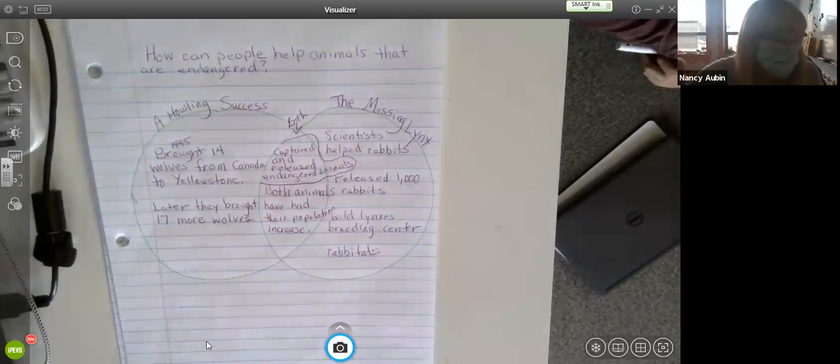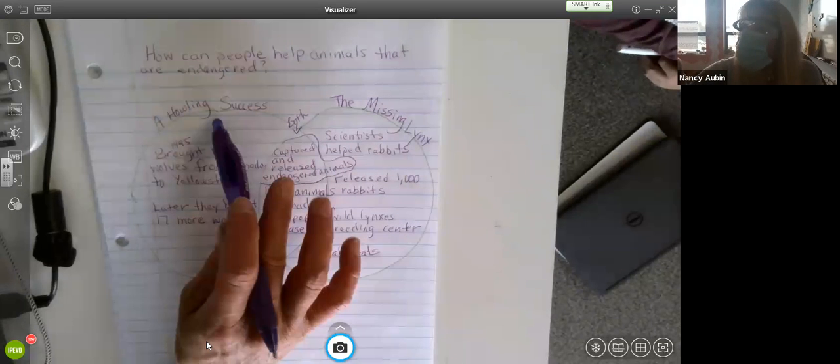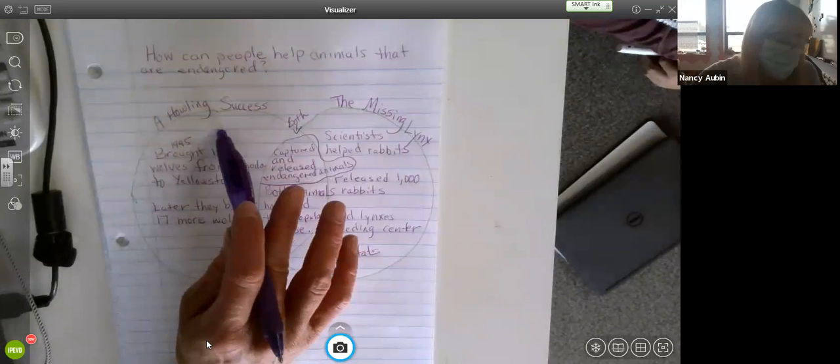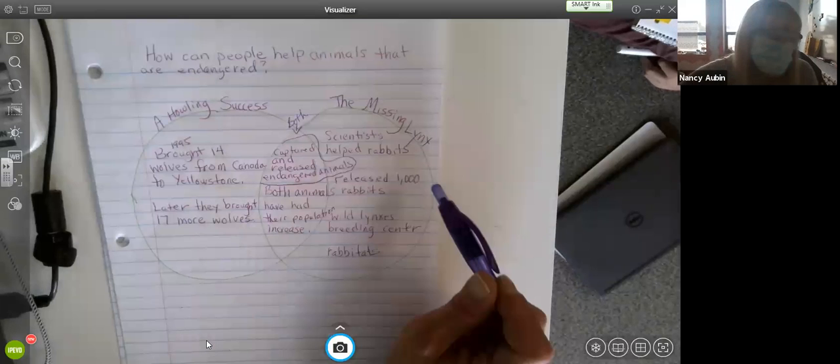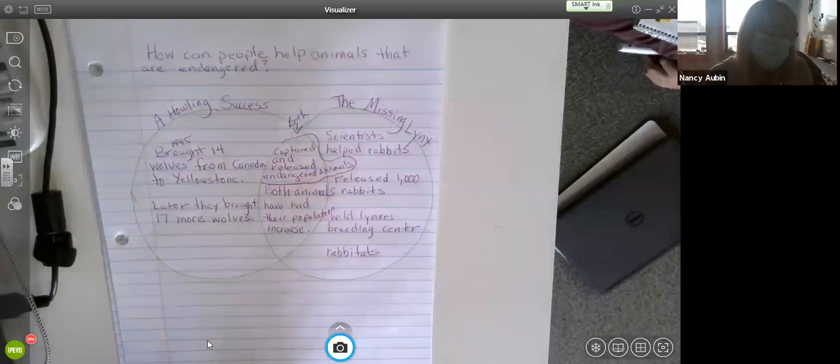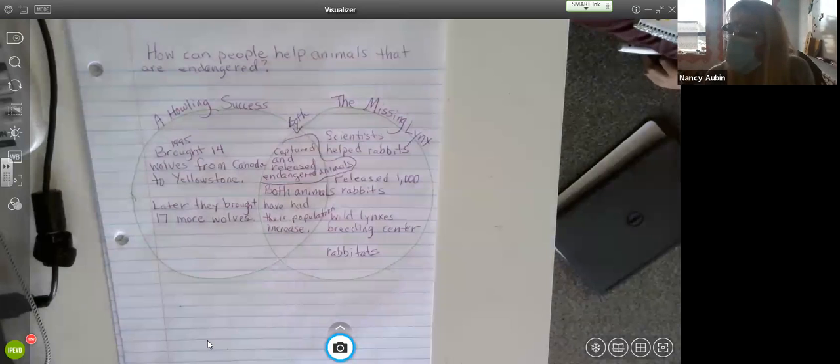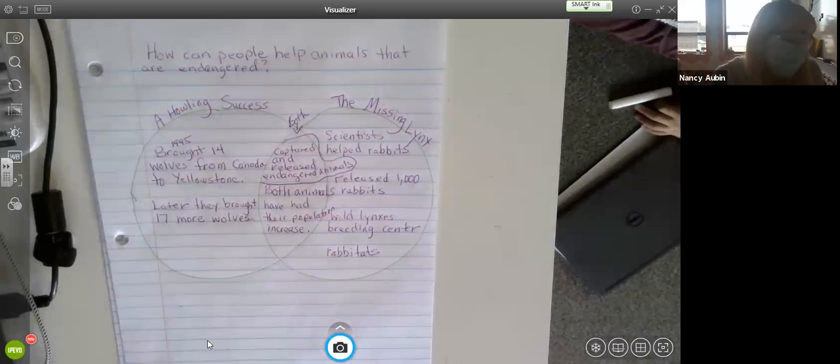Maybe people were killing wolves because they were afraid of them. Maybe the fact that people hunted rabbits. The lynx population has tripled. That's something you can add in your essay.